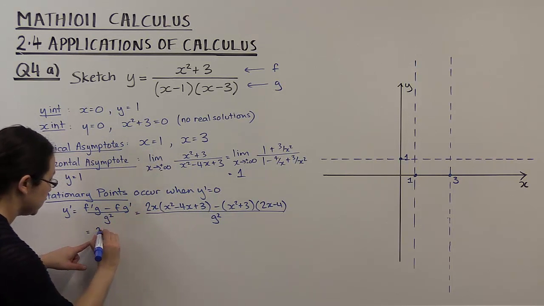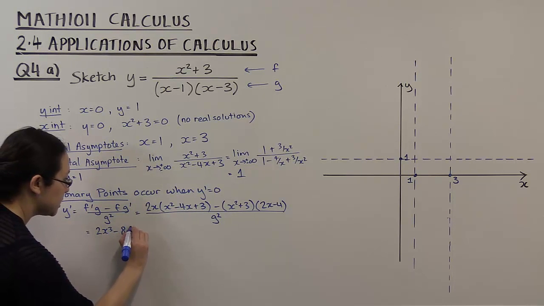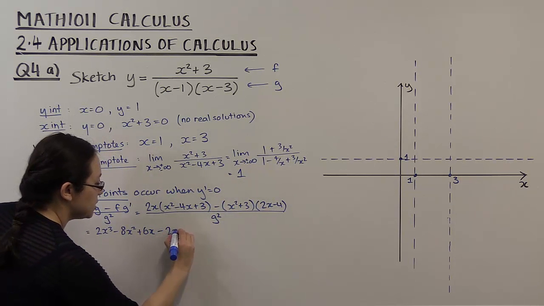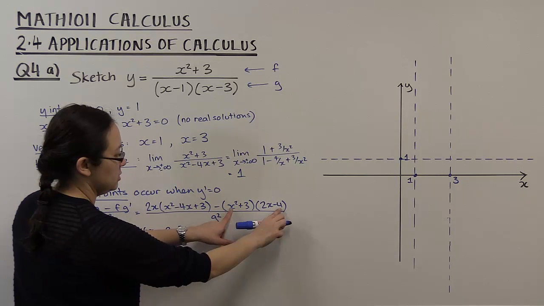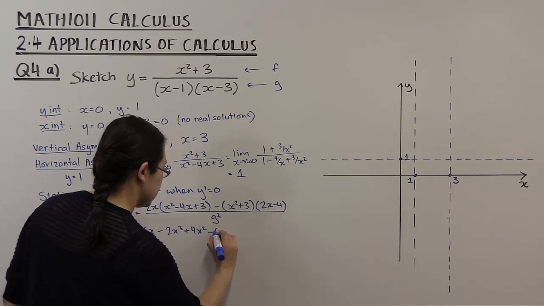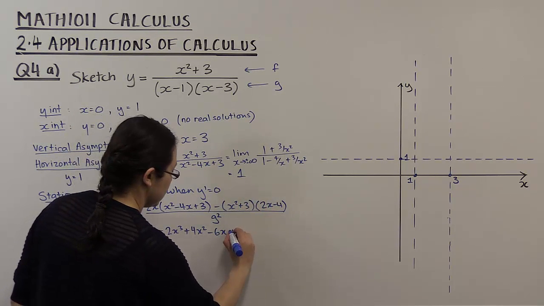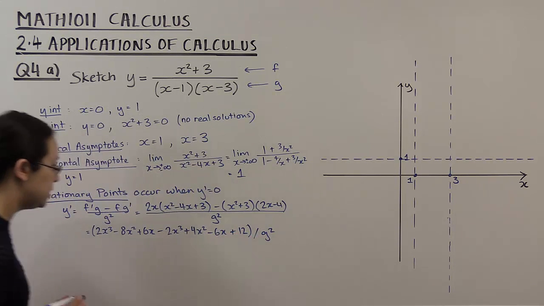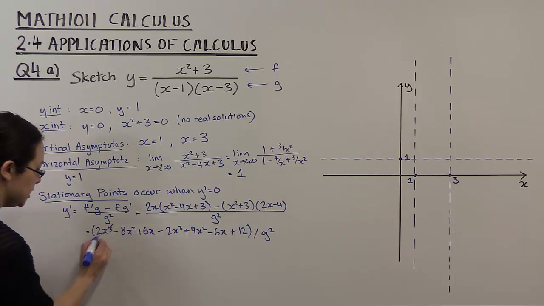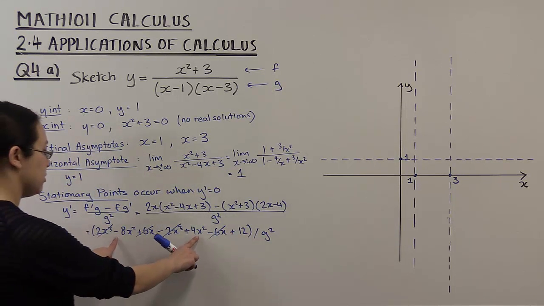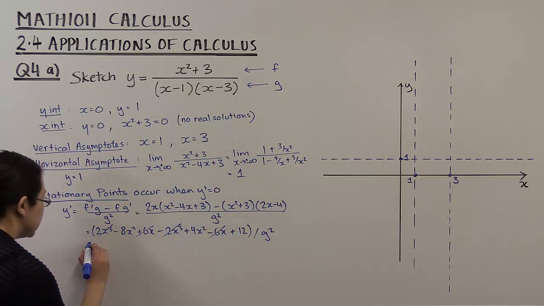So we're going to get a 2x cubed minus an 8x squared plus a 6x. Here we're going to get a minus 2x cubed. That's a minus 4x squared, which will be a plus 4x squared. That'll be a plus 6x will turn into a minus 6x, and that will end up being plus 12. So all of this over g squared. This cleans up quite nicely. 2x cubed minus 2x cubed is nothing. 6x minus 6x is nothing. So we end up with minus 4x squared plus 12.